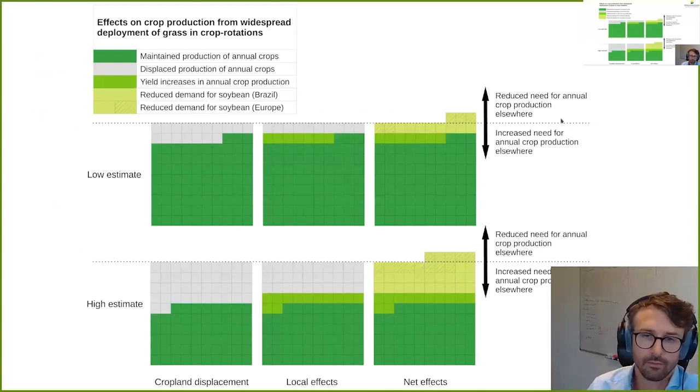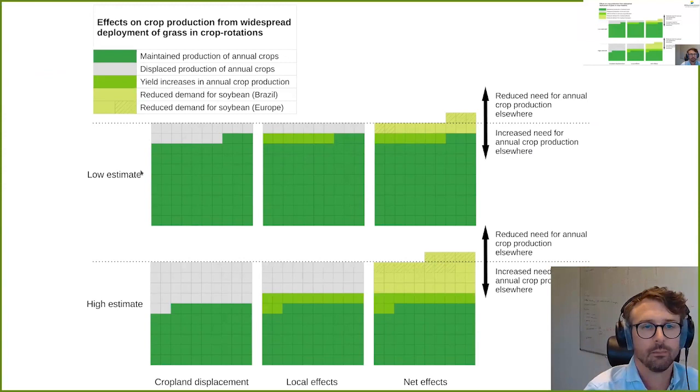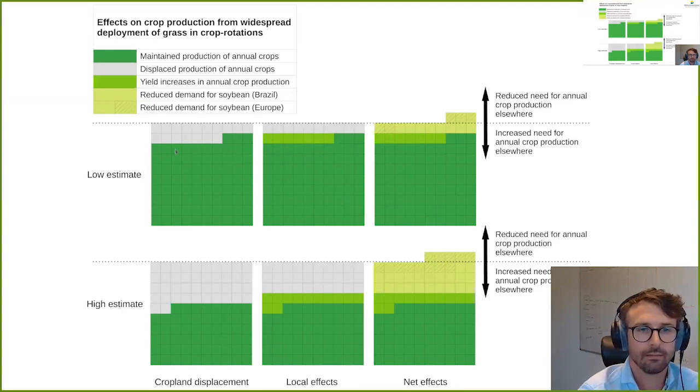And here we can see, this is a very nice and complicated figure, so we'll take it slow. We see six matrices, and they represent all the land that we introduce grass in crop rotations on. In the first step, we see the cropland displacement. In the low estimate, we replace 17% of this land. It was formerly food or feed production, but now we produce grass on it. So we displace this land elsewhere. There's an increased need for annual crop production elsewhere because of the introduction of grass in crop rotation.